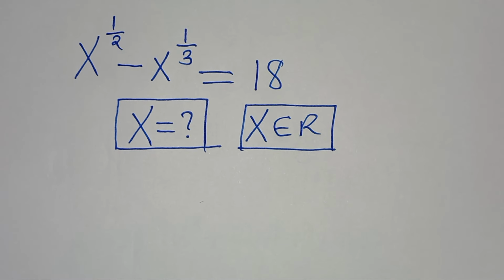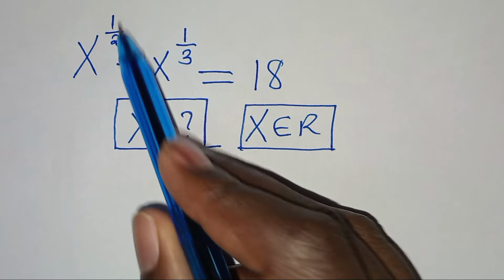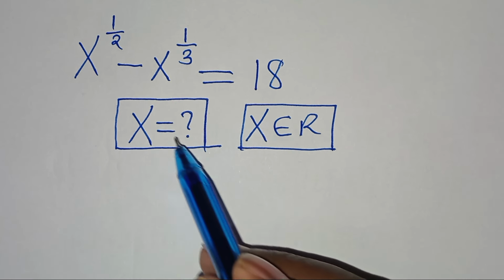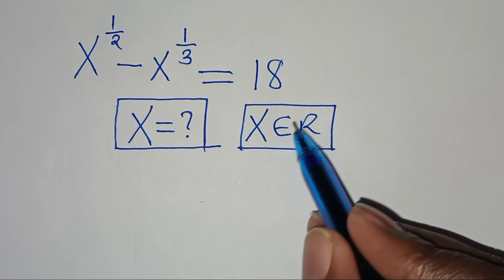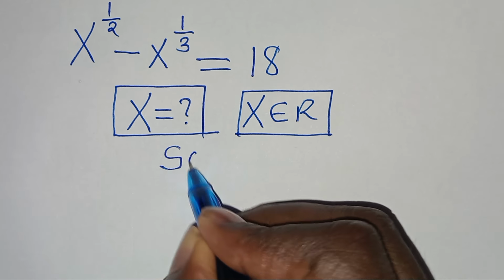Hello everyone, you're welcome to solve this nice algebra problem, which is x to the power of a half minus x to the power of 1 over 3. This is equal to 18. So what is the value of x given that x is an element of real numbers? Now let's provide a solution from here.